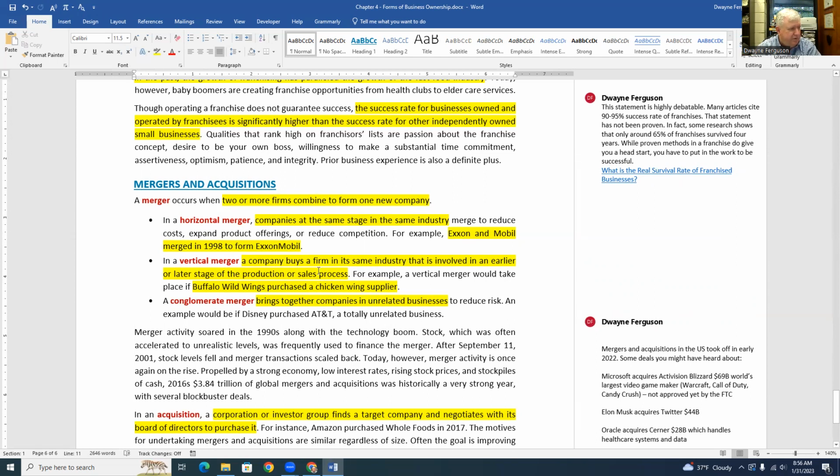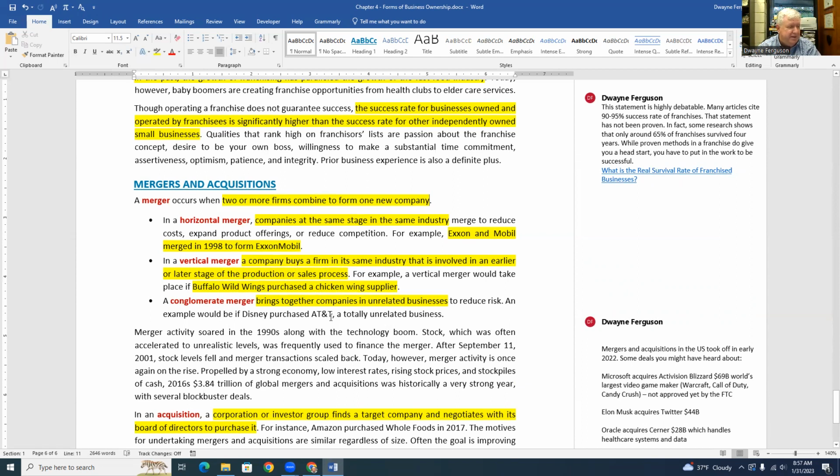A vertical merger would be picking up someone that's at a different level. So a company buys a firm that's in the same industry, but it's in an earlier or later stage of the production or sales process. So I wrote down a good example here, like Buffalo Wild Wings. If they purchased a chicken wing supplier, then that would be vertical, up and down, right, in the chain. So that's an example of a vertical merger.